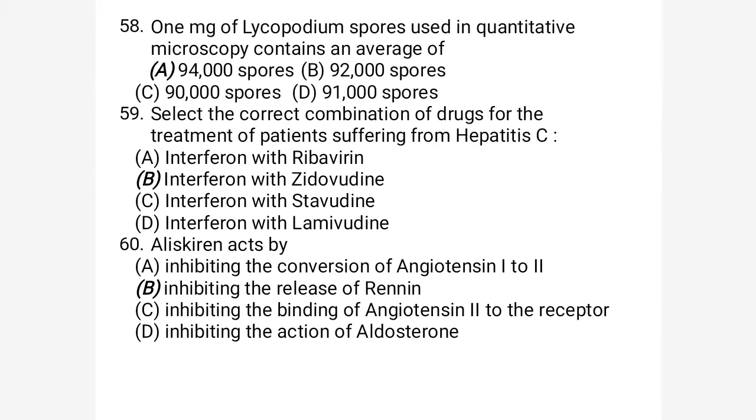Last question, number 60. Aliskiren acts by, aliskiren is a drug that directly inhibits the release of renin. So the correct option would be B. Renin is a hormone secreted by the kidney, and it is inhibited by aliskiren. That is the correct option.